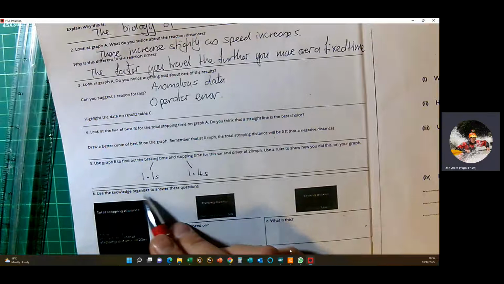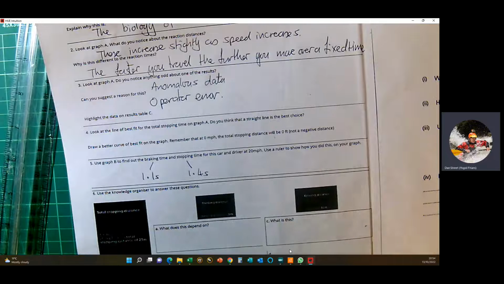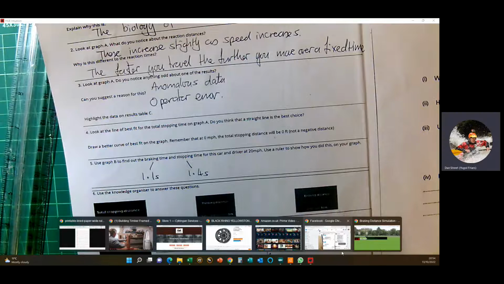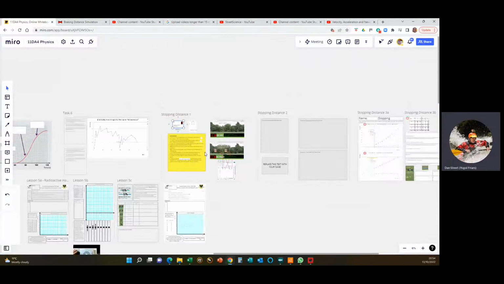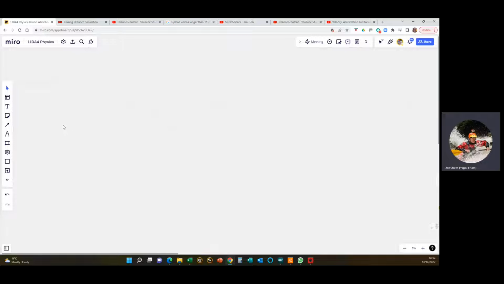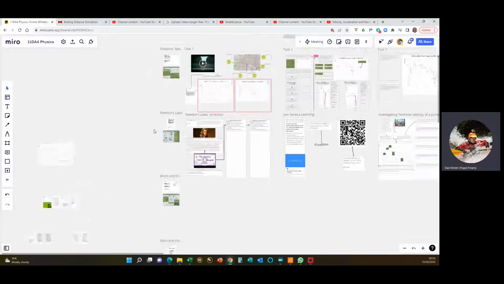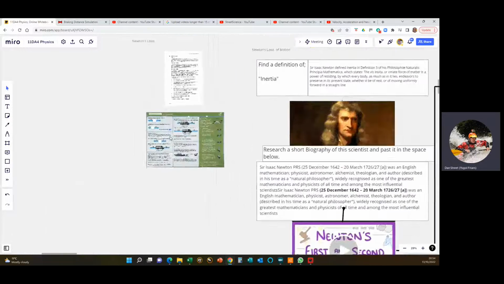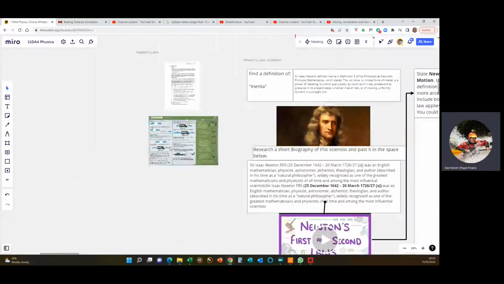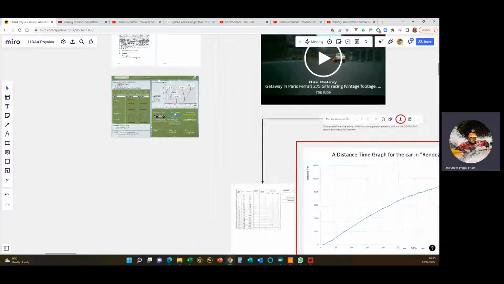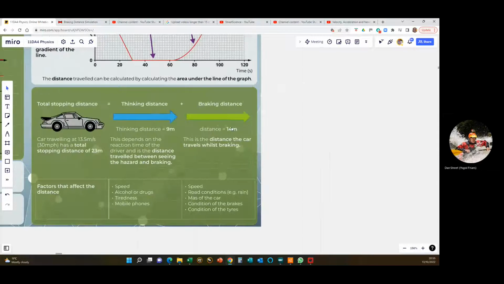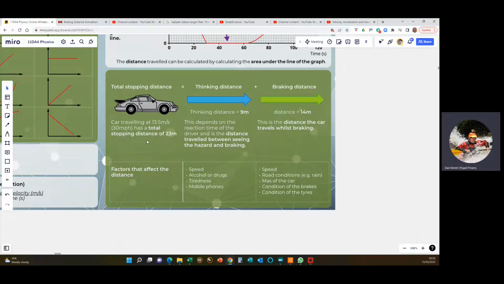Okay, it says use the knowledge organizer to answer these questions. Now the knowledge organizer does appear in our boards. So if we go back to here and we look at our boards, then zoom out, the knowledge organizer for each of the topics in your exam is over to the left hand side here. So this is Newton's laws over here. So this is the knowledge organizer. Oh, sorry, wrong one. Here we are. This is the knowledge organizer we need to refer to. Okay, so basically the question is based around this table.